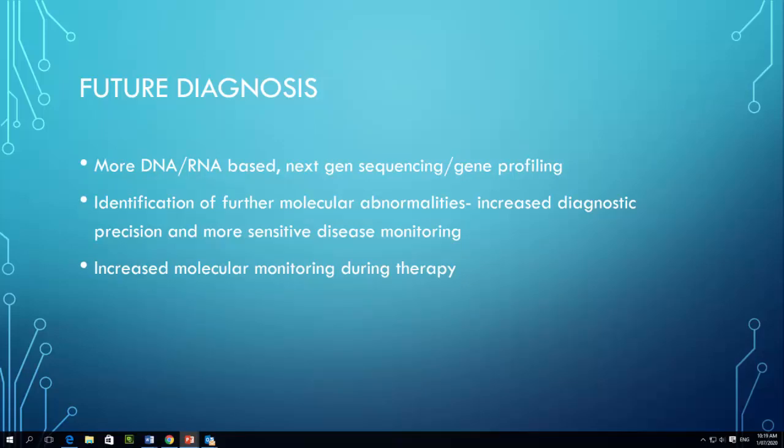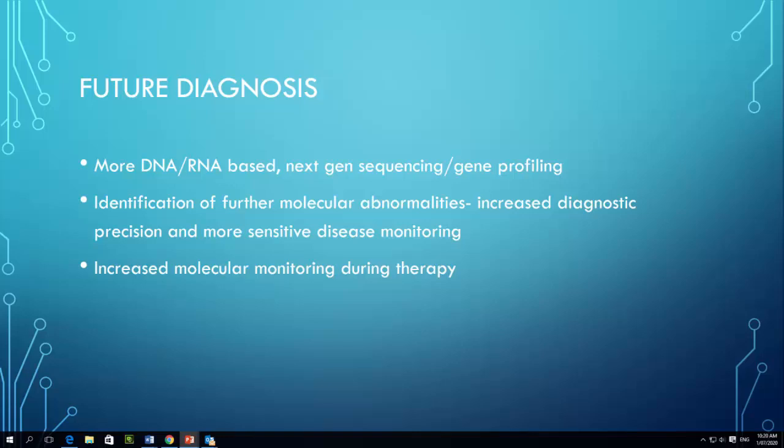In terms of the future, there will be more DNA and RNA-based diagnoses using next-gen sequencing and gene profiling. At the moment we are using the Illumina hotspot panel, which sequences 50 tumor suppressor genes and oncogenes as a way of characterizing different cancers. If we understand different tumors, then we can better understand how to treat that cancer and what type of treatment it will respond to, or design biologics or specific treatments that are targeted at that particular molecular pathology. So it enables us to identify further molecular abnormalities and increased diagnostic precision for more sensitive disease monitoring.